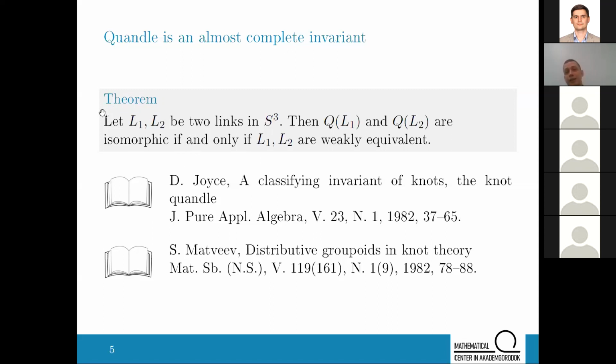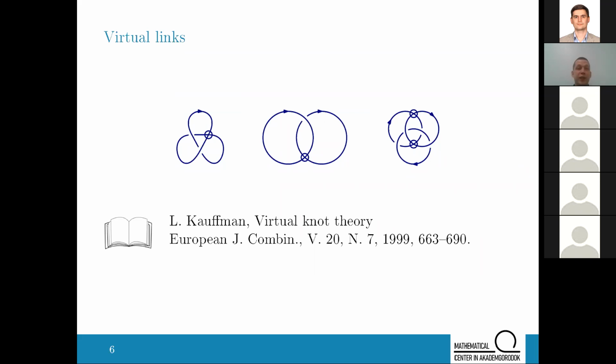So this quandle invariant is, let's say, the most powerful known invariant. I mean, of course, in some sense, a reasonable invariant. Of course, you have the equivalence class of a link, which is a complete invariant, but it's impossible to work with it. So the quandle is the most powerful invariant with which you can work. That's all about classical links and about the part which all of you, or the majority of you, know. And now I will go to, let's say, less common things, but anyway very popular, virtual links.